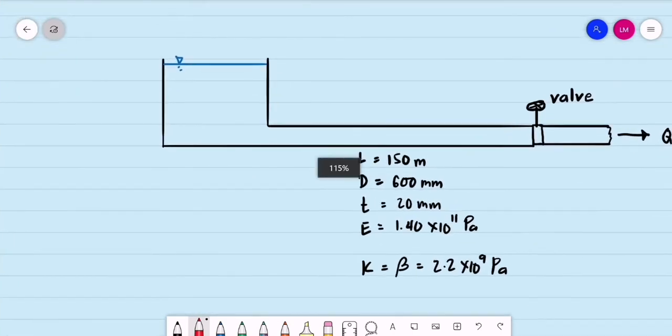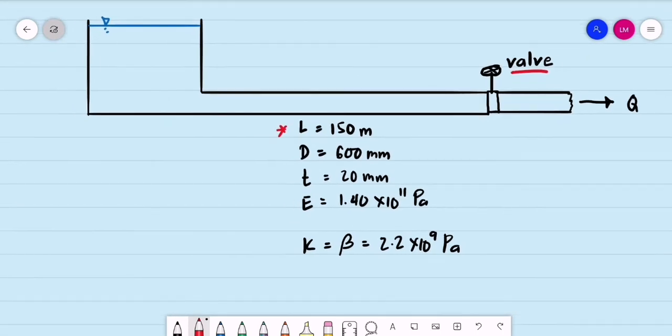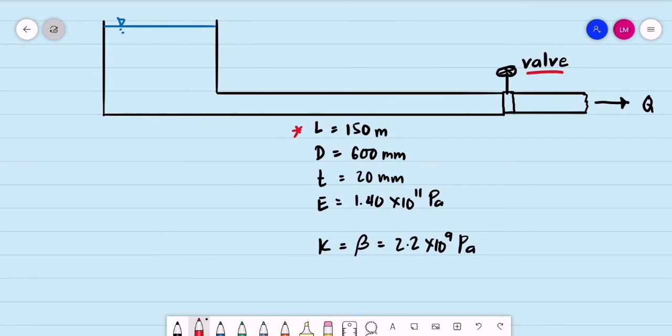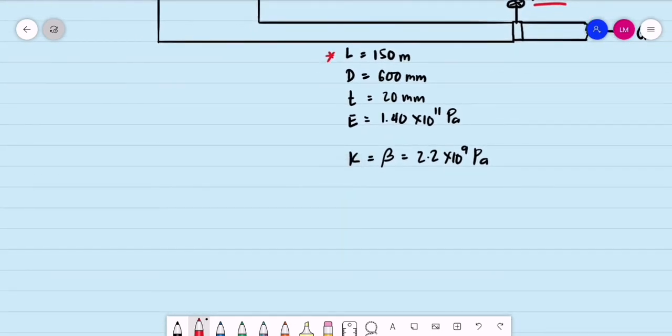Okay, so for example, ito yung reservoir. So sabi niya at a distance of 150 meters, nandun daw yung valve. Yun na yung length ng pipe na i-consider natin, 150 meters. The diameter is 600, thickness is 20. Tapos yung E at saka ito, minsan daw hindi given ito, the bulk modulus of water.